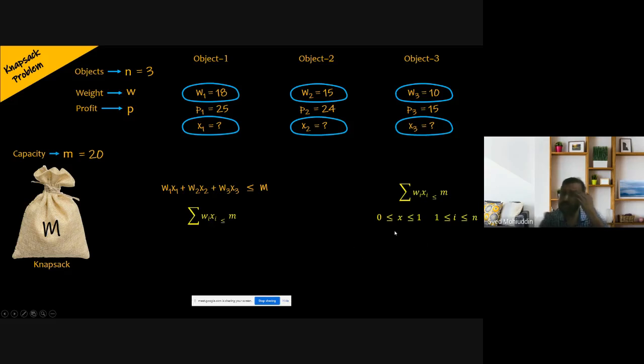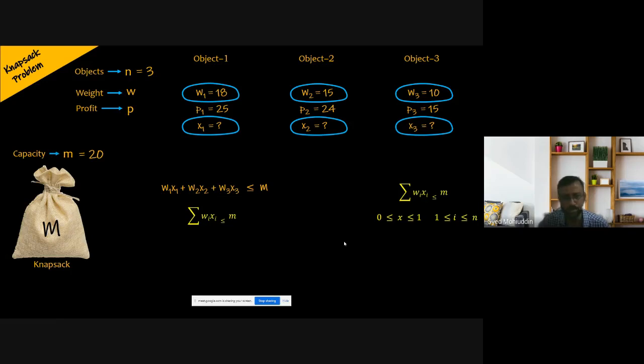And what is the range of X? The range is from 0 to 1 because it's a fraction. Suppose instead of 18, I want to fill this with 9. That means the fraction is 1 by 2, half. So the fraction X lies between 0 and 1. 0 means nothing of that object is filled, and 1 means the whole weight. If X1 is 1, then 1 multiplied by W1, which is 18, means the whole of object 1 is filled. So X lies between 0 and 1.